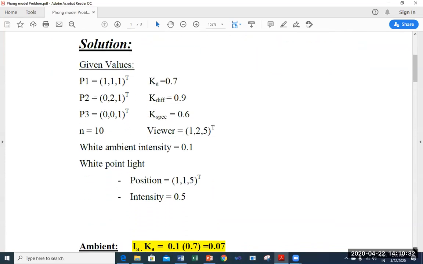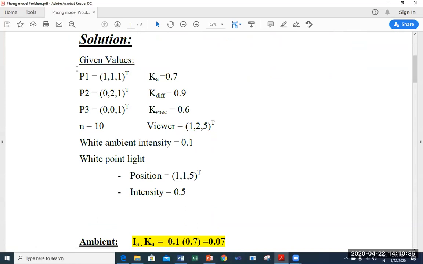First, write the values given. The triangle has three points P1, P2, P3: P1 is 1 comma 1 comma 1, P2 is 0 comma 2 comma 1, P3 is 0 comma 0 comma 1. The coefficient factor with respect to ambient is 0.7, with respect to diffuse 0.9, and with respect to specular 0.6. The intensity of the specular value is equal to 10, the viewer value is equal to 1 comma 2 comma 5. The white ambient intensity value is 0.1.